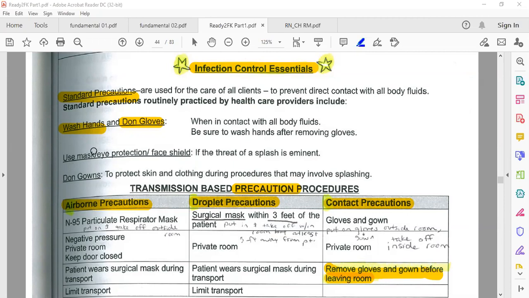So use masks, eye protection or face shield if there is a threat of any spread of the elements. At those times we also use more protection. But in this portion, we are going to cover only universal precautions: hand washing, wearing gloves, and no sharing of body items or disposable things like a toothbrush, comb, or blood pressure cuff, right? An example of standard precautions is urethritis secondary to chlamydia infection.